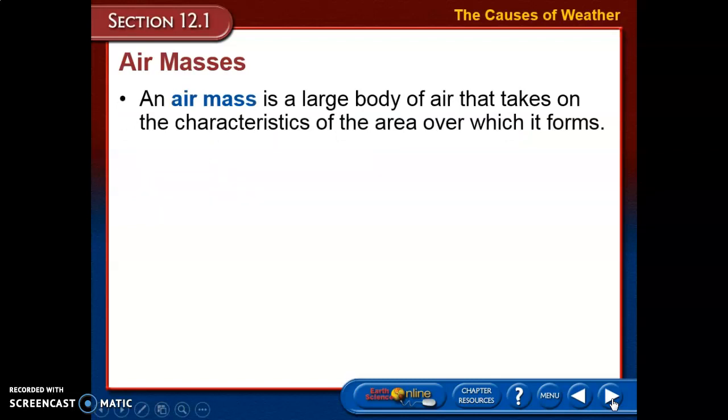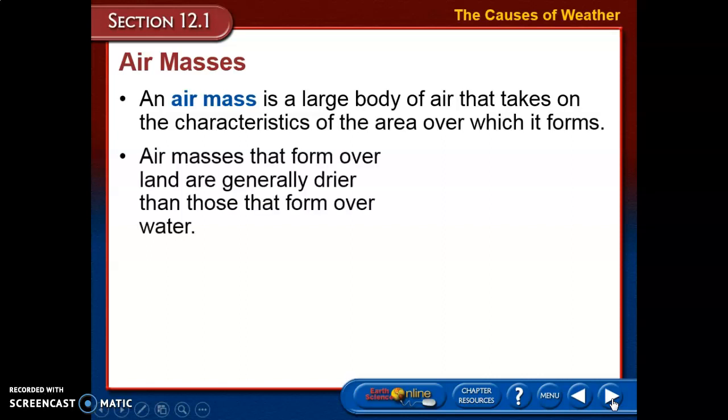So that big H has a lot to do with air masses here. An air mass is a large body of air that takes on the characteristics of wherever that air mass forms. So if it's forming in the south in the summertime, it is going to be warm air and it's going to be very moist air. If it is forming over Arizona in the summertime, it's going to be very warm air and very dry air. So wherever it's at, that's what you're going to get. If you form over land, they tend to be drier than stuff that forms over water.